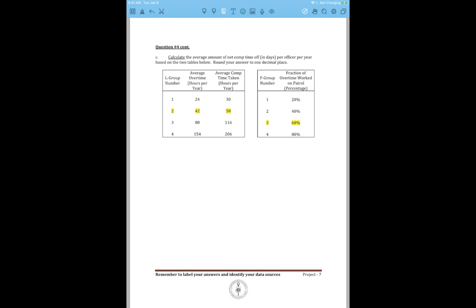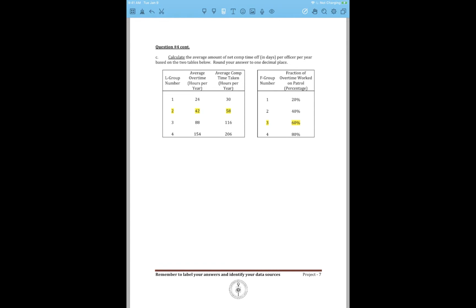So calculate the average amount of net comp time off in days per officer per year based on the two tables below. So this is, again, very important. Pay attention to the groups that you're in and don't mix them up. My L group, based on the first initial of my last name, I'm L group 2. It gives you highlighted here the average amount of overtime in hours per year is 42. And then my average comp time taken, or CTT, is 58 hours per year.